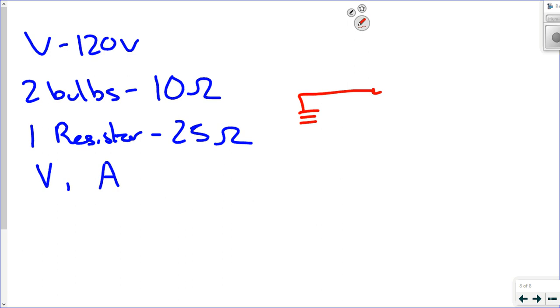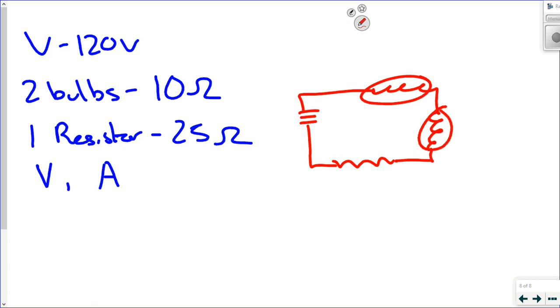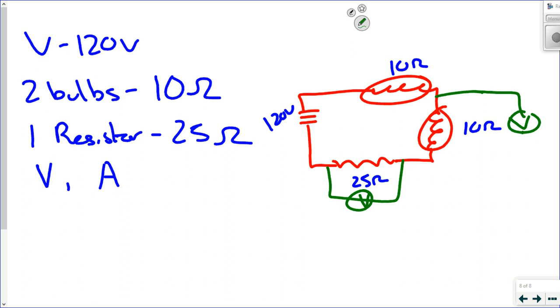So I've got a voltmeter, I've got 2 bulbs, and a resistor. And remember that the order I put these in does not matter as long as I put each component in here. I'm going to label 120 volts, 10 ohms, 10 ohms, and 25 ohms. And I measure the voltage over each component, put it in parallel, and I can place my ammeter anywhere in the circuit to find the total current. Break it apart, add an ammeter, and you're good to go.